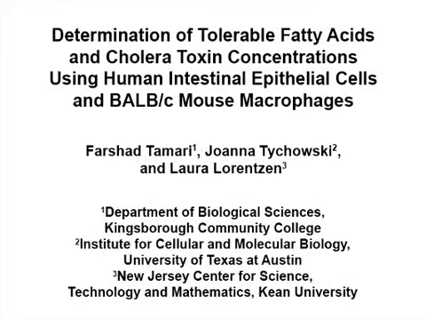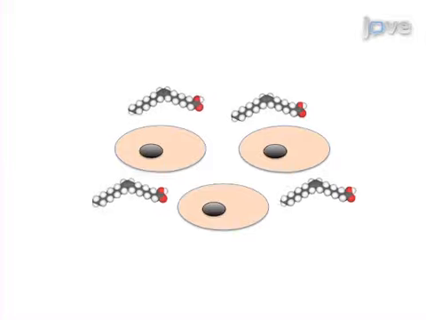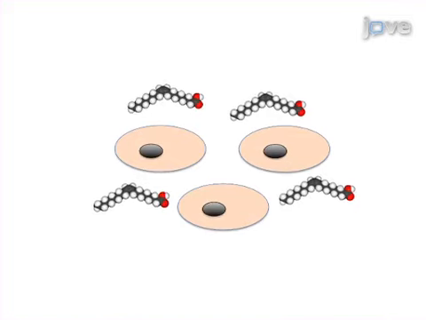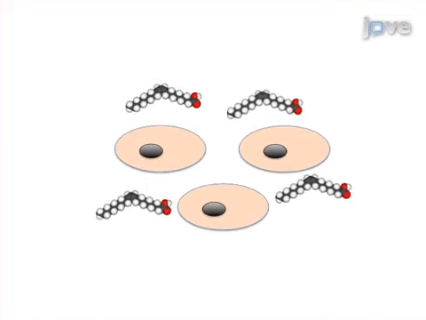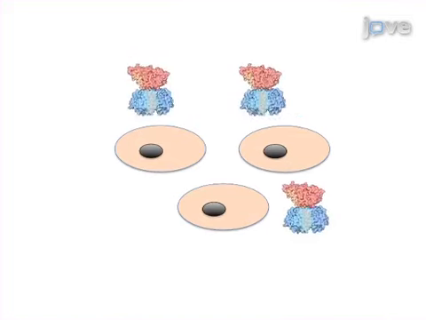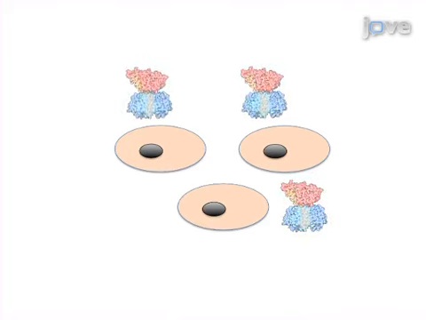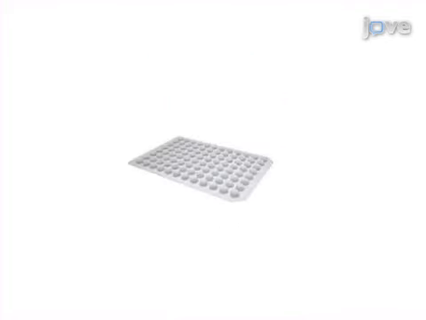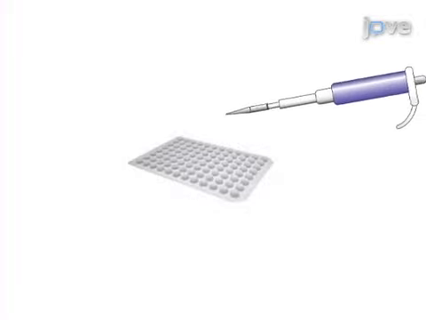The overall goal of this procedure is to determine tolerable fatty acid and cholera toxin concentrations that do not negatively influence cell survival. This is accomplished by first growing the appropriate type of cells. The second step is to incubate the cells with varying concentrations of the 3 fatty acids to be tested, or with the cholera toxin. After 24 hours, cell survival is assessed using an MTT assay.